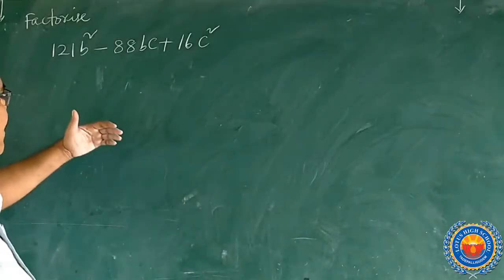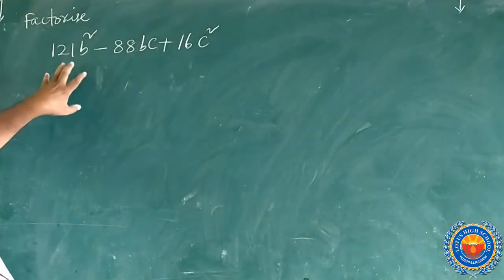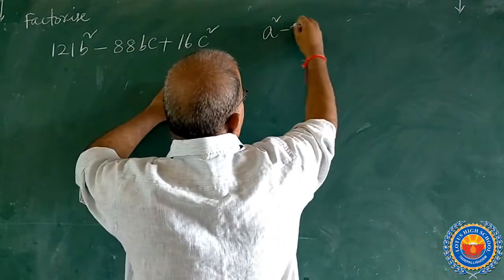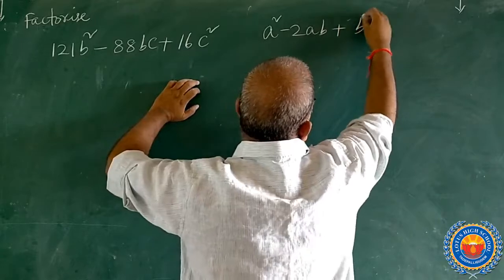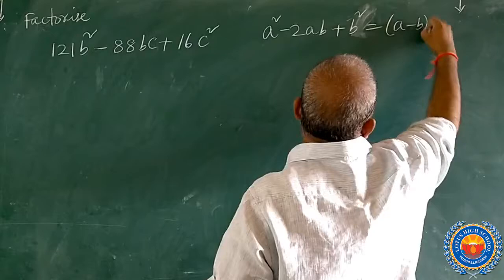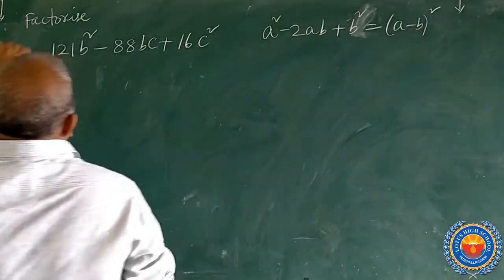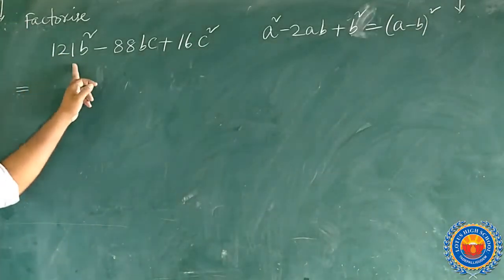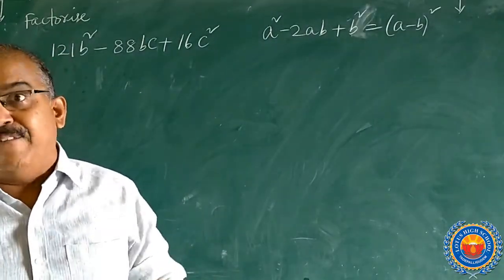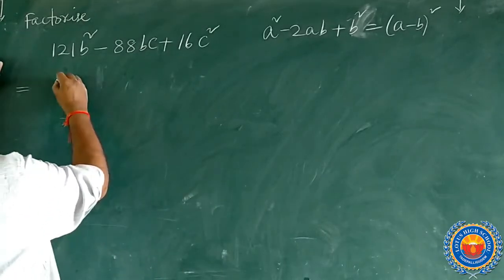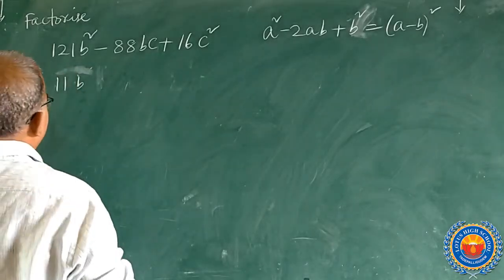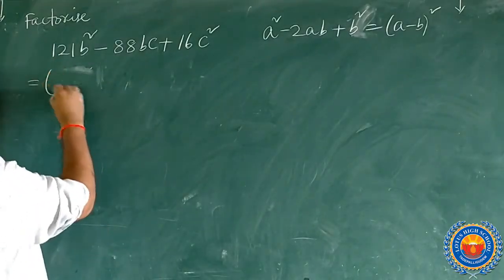Okay, one more sum. Maybe it is also in the form of a square minus 2ab plus b square, which is nothing but a minus b whole square. Now I have to check. Definitely 121 is a perfect square number, because 11 into 11 is 11 square. That's why here I can write 11 square b square. Instead of 11 square b square, I can write only 11b whole square.